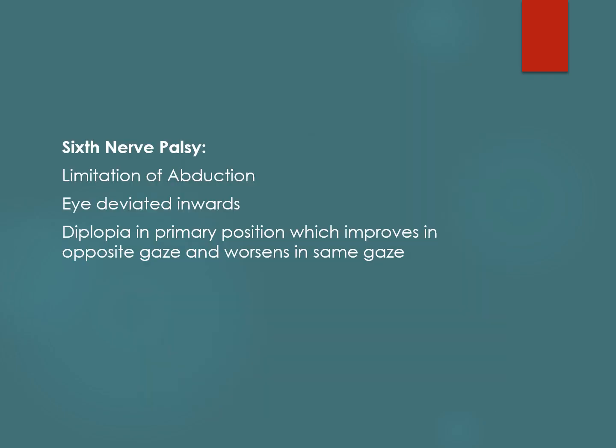Sixth nerve palsy. It is the most easy one to diagnose, as there is limitation of abduction and the eye is deviated inwards. The patient complains of horizontal diplopia that worsens on same gaze and improves on opposite gaze. The person turns his face towards the affected side to avoid diplopia.